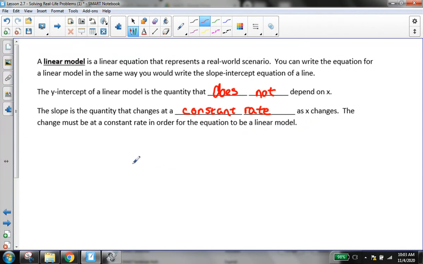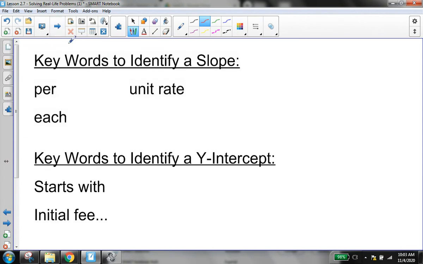The change must be at a constant rate in order for the equation to be a linear model, okay? Remember, slope is change in y over change in x, and it has to be consistent throughout the entire word problem, the whole line. The words we look for to help identify a slope, because it's a unit rate, are words like per and each. Sometimes we might be looking for a y-intercept, so we'd look for keywords like starts with and initial fee.